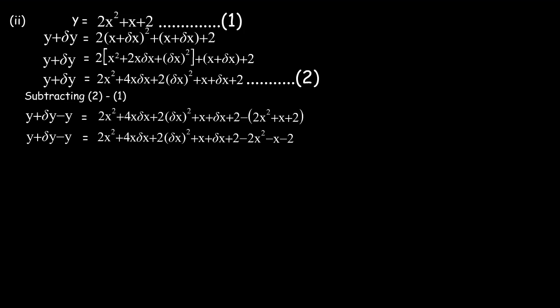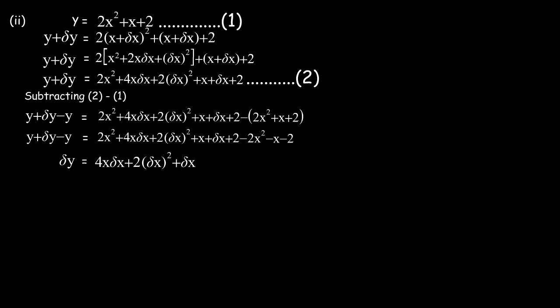Simplifying, the left hand side becomes delta y because y and minus y will cancel out, and in the right hand side we are left with 4s delta s plus 2 delta s squared plus delta s, because we have 2s squared and minus 2s squared, we have minus s and s, and we have plus 2 and minus 2, and they will all equate to 0. So what will be left is just 4s delta s plus 2 delta s squared plus delta s.